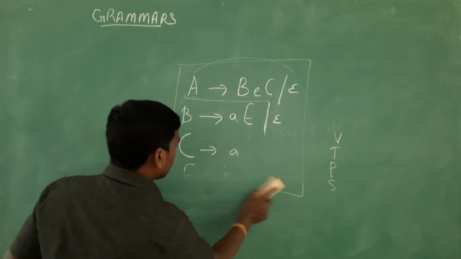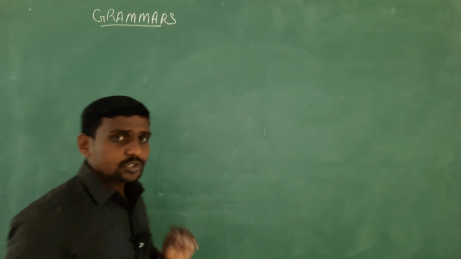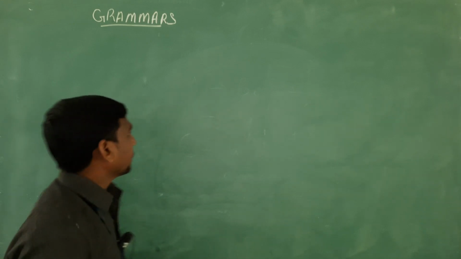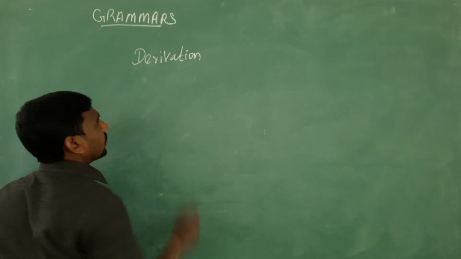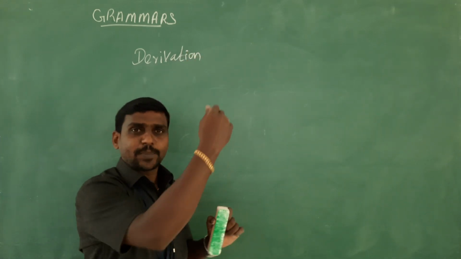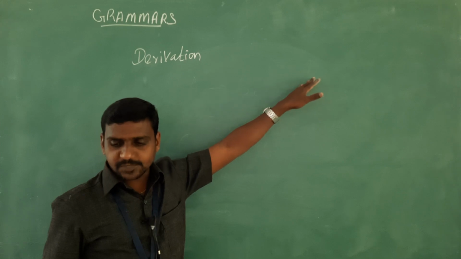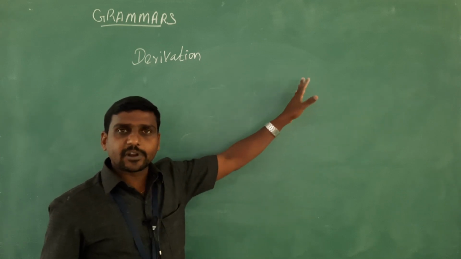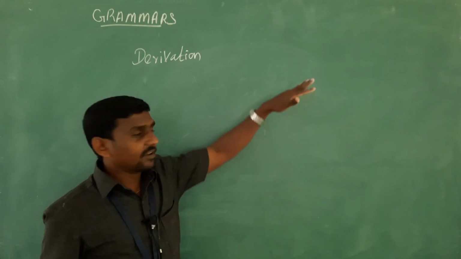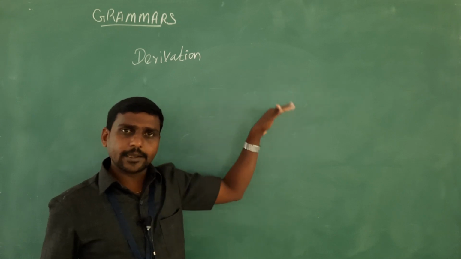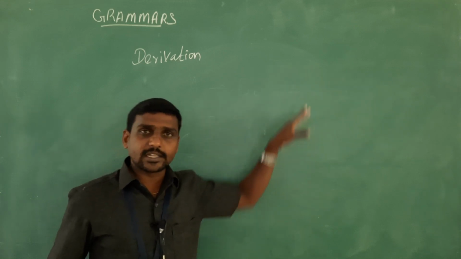Okay, so next one is derivation. I hope you understand what is grammar. You should remember G equal to VTPS, that tuple you should remember. Second one is derivation. The simple definition of derivation is we can expand the start symbol. I told you which one is the start symbol, right? So we expand the start symbol until the given goal string is reached. That is called a derivation. We expand the start symbol using productions, and until that string is reached, that is called a derivation.